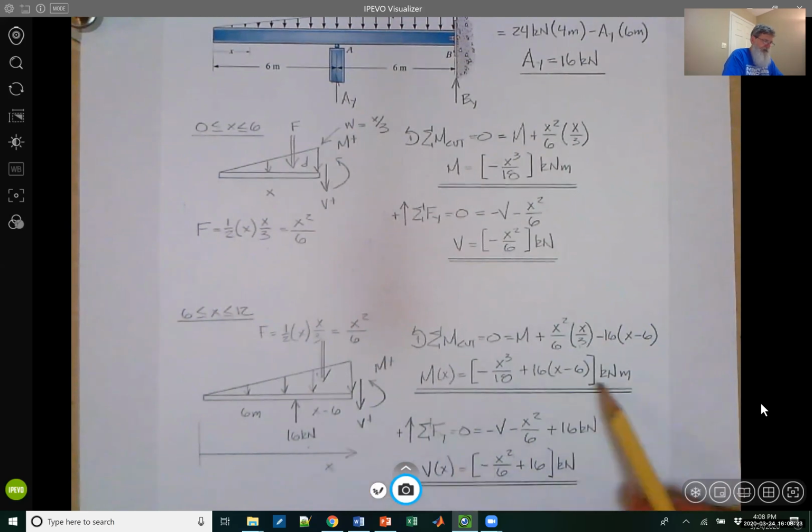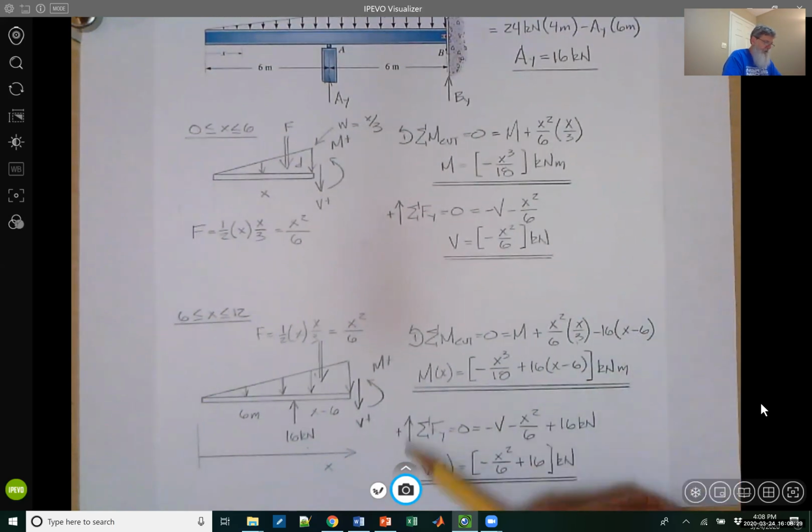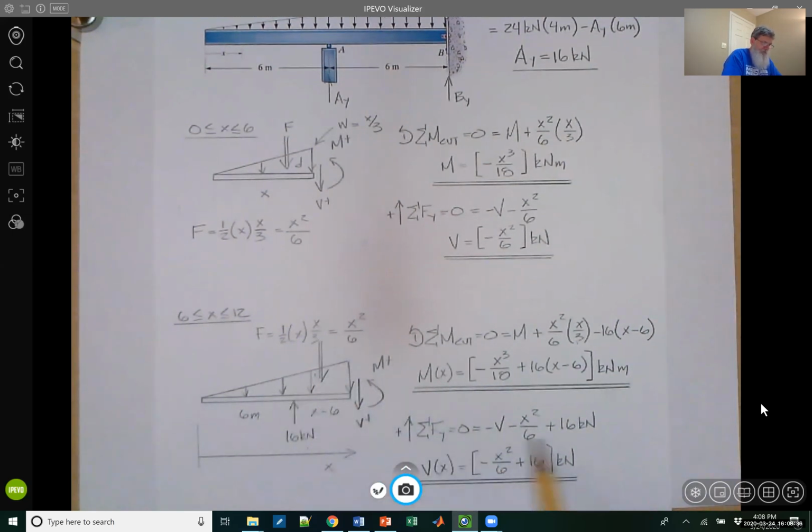And there's my moment. I didn't expand it. You could if you like. I just left it alone. Save a little time. And then I sum forces in the y direction. Up is positive, so my shear is down, my force is down, my reaction is up. I solve for the shear, I get this value.